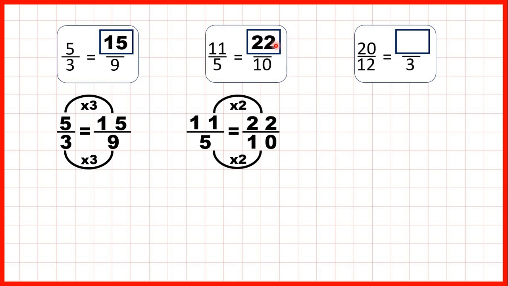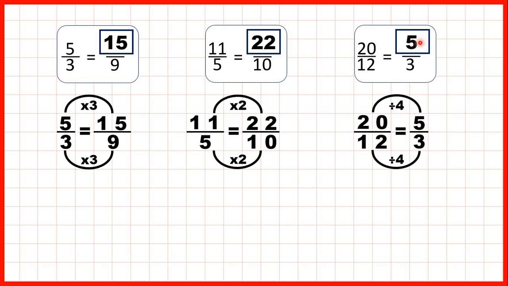So that's our numerator. Now we have 20/12, and we need to find an equivalent fraction with a denominator of 3. So here, because the denominator is smaller than the denominator of the fraction that we started with, we know that we'll need to use division to find our equivalent fraction. Now 12 divided by 4 is 3. That's because 3 times 4 is 12. And again, what we do to the denominator, we need to do to the numerator. 20 divided by 4 is 5, because 5 times 4 is 20. So our missing numerator is 5.